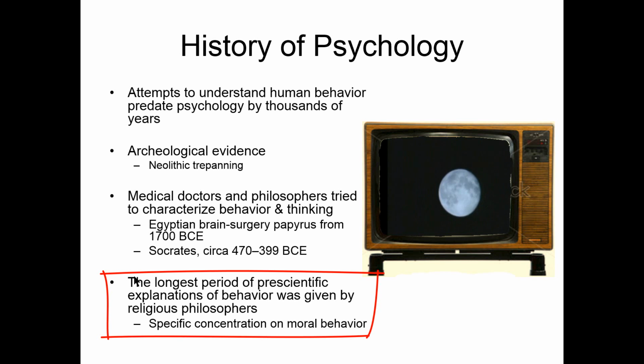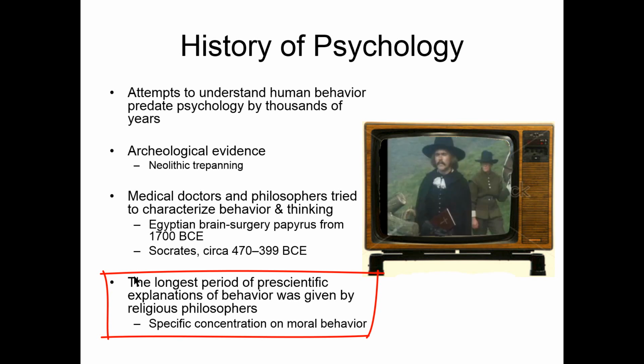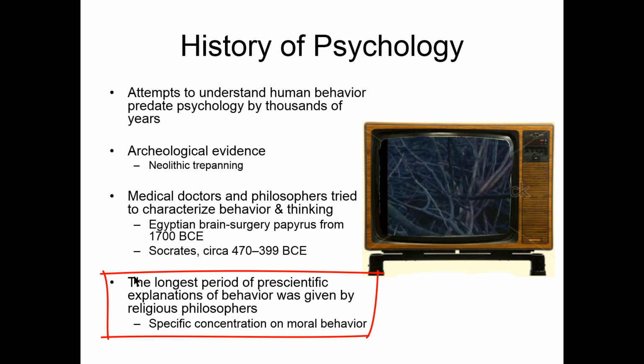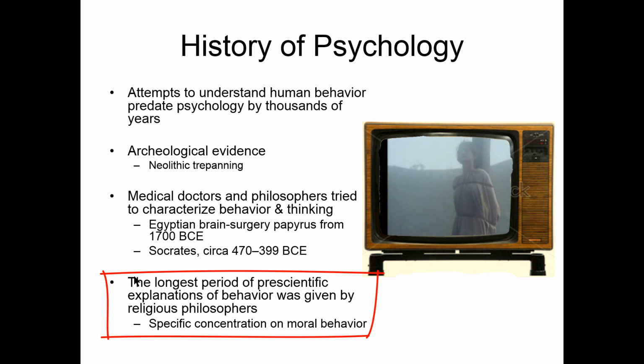And in fact, religious philosophers would have spent more time talking about whether or not people were moral or immoral, and why did they do immoral things, and how could they correct them. So the questions about human behavior were actually very, very general for the longest period of time that we can actually document in written records. It is primarily general questions about the philosophical nature of human beings, not specific types of scientific questions that you might ask.